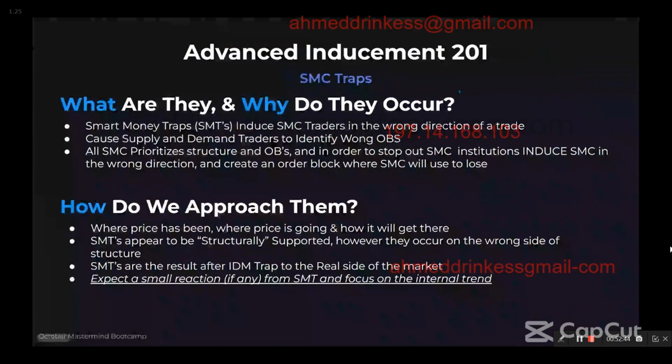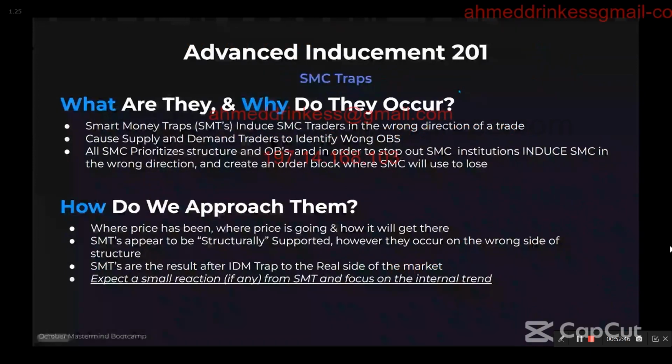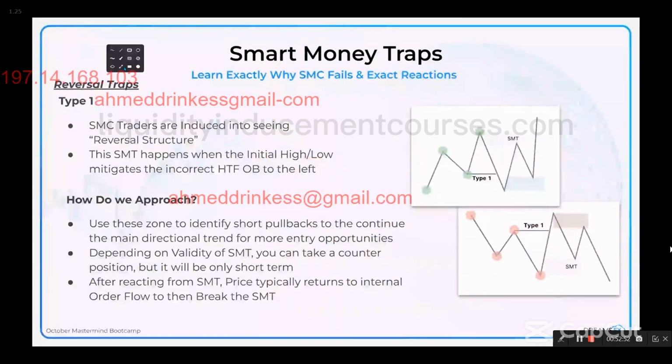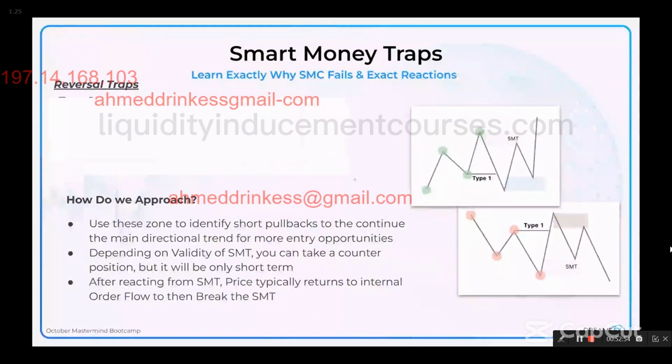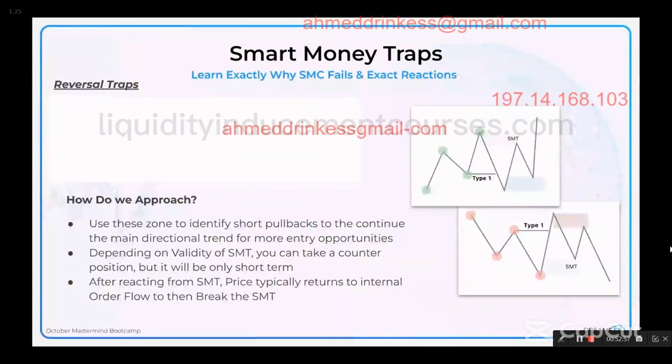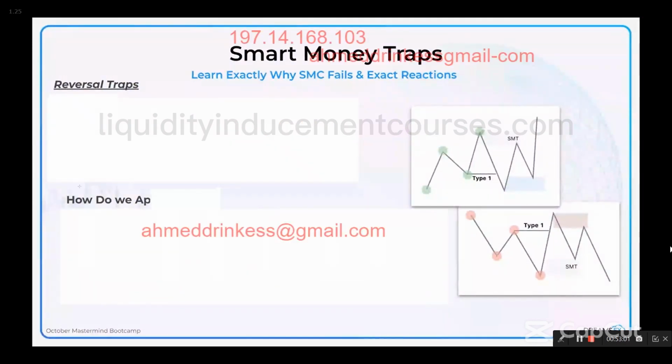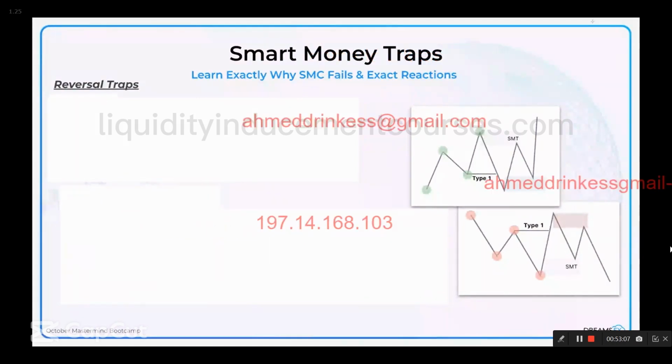All right, so let's get right into it. We have two different types of SMCs, smart money traps. This is what we consider reversal traps. I'm going to let you guys draw these down and then type a one once you are finished. I'm going to heat up my coffee and I'll be right back. So everyone write this down and I'll be right back.